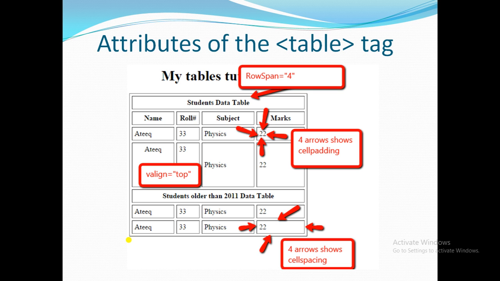Then we have valign top. Valign top is there for the alignment, that we'll study in our next slides. Then we have these 4 arrows present at the bottom. This shows the cell spacing. So cell spacing can be seen, how the space between the two adjacent cells is present over there. So this is about the attributes of the table tag.